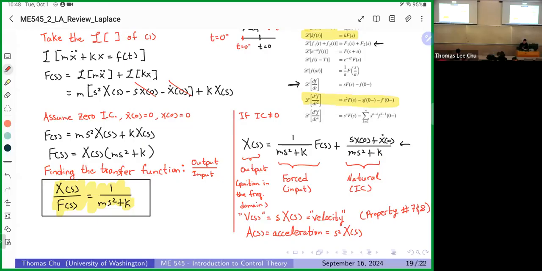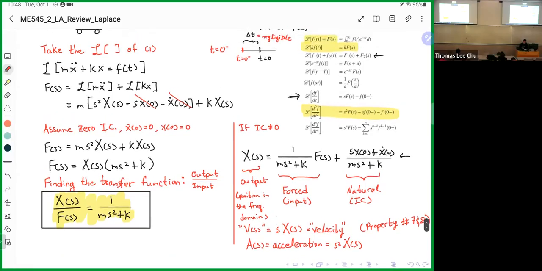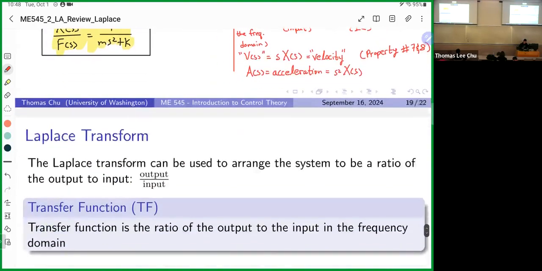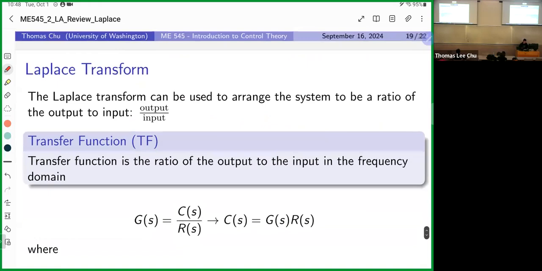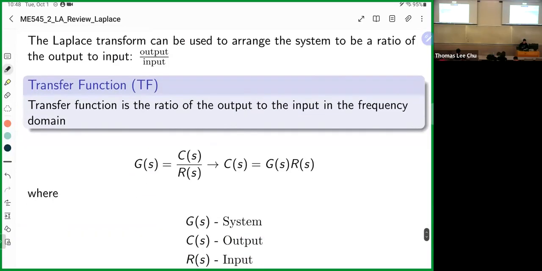So then likewise, if I want to take the integral, I would divide it by s. So the Laplace transform can be used to arrange the system to be a ratio of the output to the input. So this is the formal definition. The transfer function is the ratio of the output to the input in the frequency domain, also known as the complex domain, because it's in the complex domain where s is a real number plus omega times j.